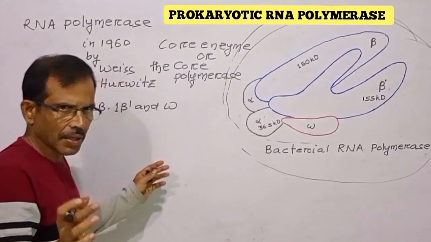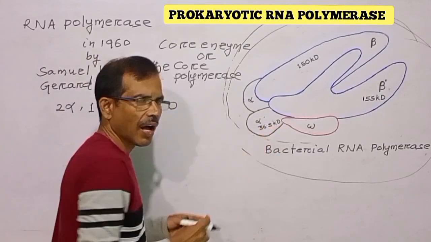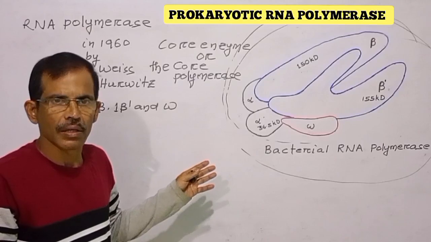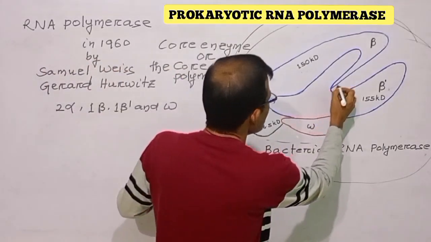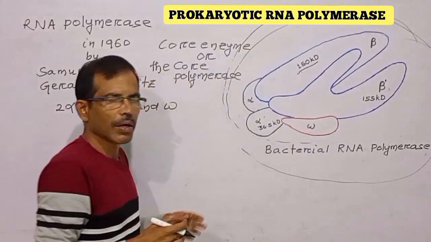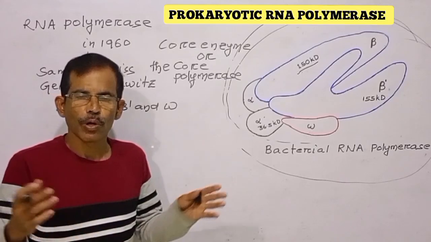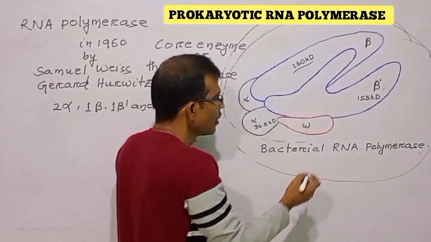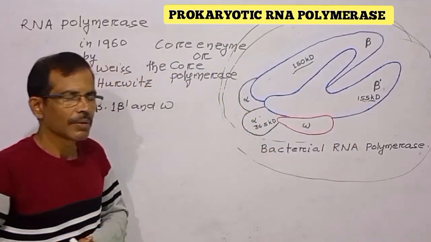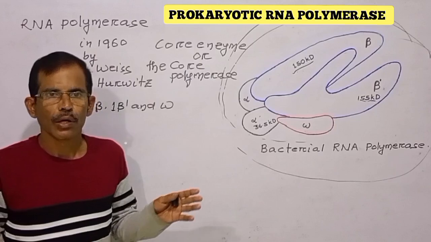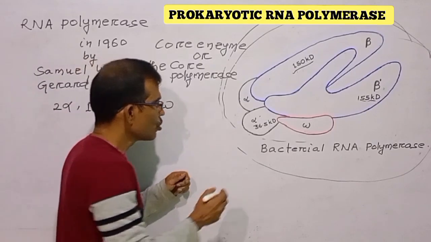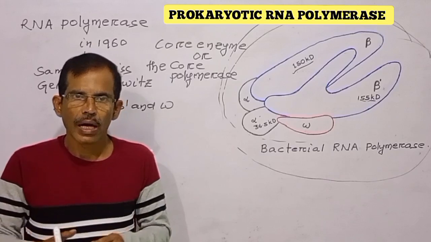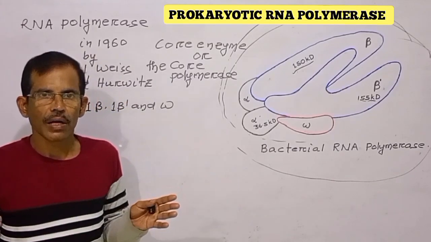Alpha subunits are identical. Each one is 36.5 kilodalton. The subunits are primarily structural and are involved in assembling the holoenzyme. Another subunit is beta, whose molecular weight is 150 kilodalton. It has the polymerase activity that synthesizes RNA. The largest subunit is beta prime. It is 155 kilodalton and it binds to the DNA non-specifically. The smaller subunit is omega, which is also involved in assembling the holoenzyme. It may also help maintain the structural integrity of the RNA polymerase.